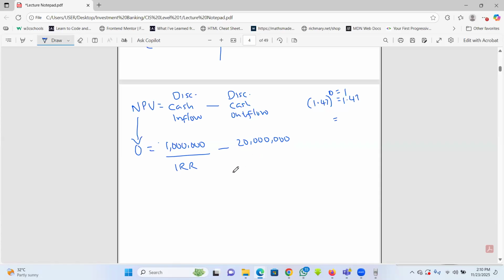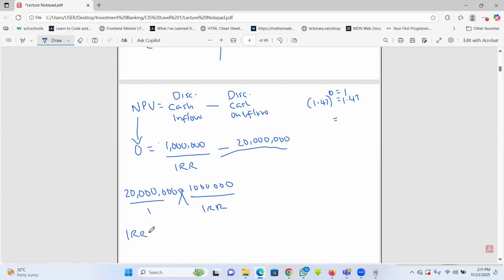Now, what do I do at this point? I want to make IRR the subject of the formula. First, I need to transfer this negative 20,000 to the other side. It becomes a positive 20,000 is equal to 20 million over the IRR still. So I can still put an over 1 because I want to cross multiply. It doesn't change anything. And what does this give me?